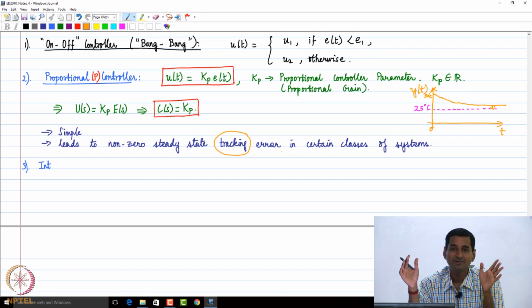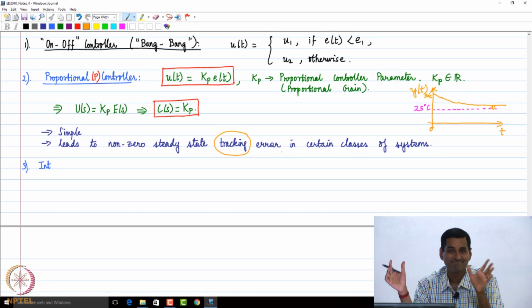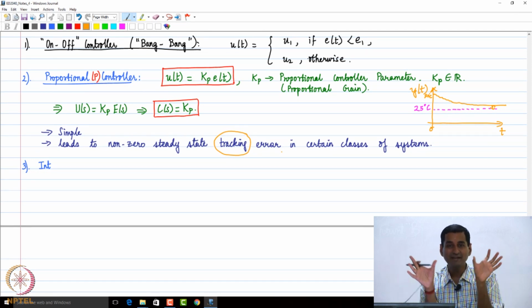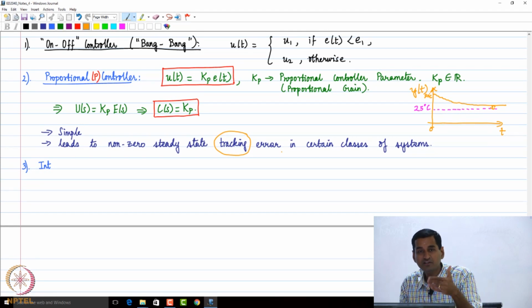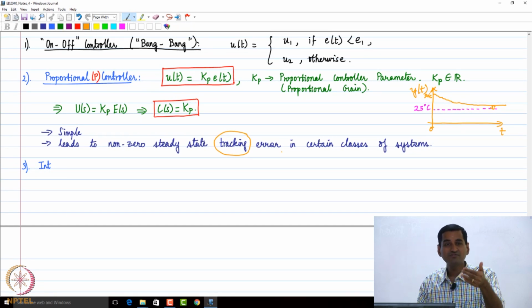But the thing is, you take these discrete actions. It's not a continuous action based on the error magnitude. Okay, you have a discrete binary operation, right? That's it. But if you look at proportional control, it's a continuous action, right? At each instant of time, depending on the error, you take action, right?